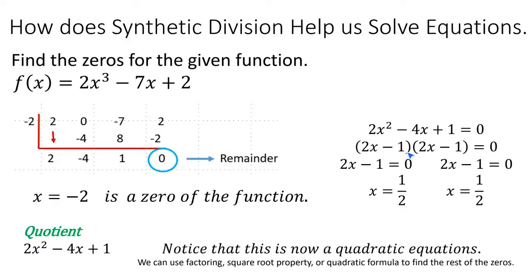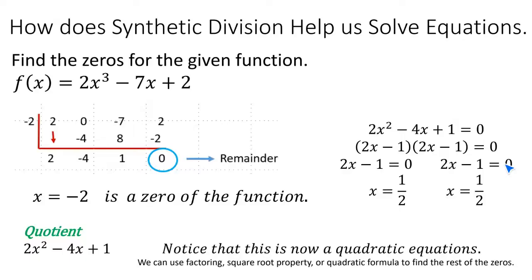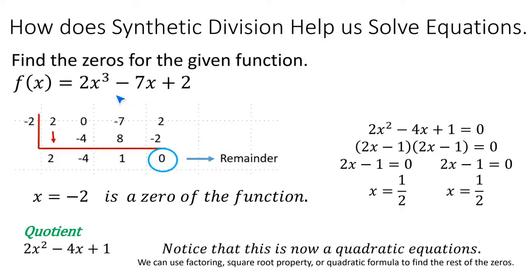So we get 2x minus 1 times 2x minus 1, which is going to give me this polynomial. And if I solve for x, I add the 1 on both sides, divide by 2, I get x equals a half. And if I subtract 1, add 1, I get a half as well. So now I have 3 zeros here. X is a half, x is a half, and x is 0. And notice that my degree is 3, so I should end up with 3 zeros. In this case, my 0 is repeated.